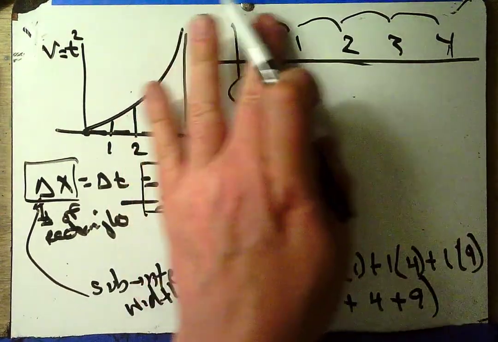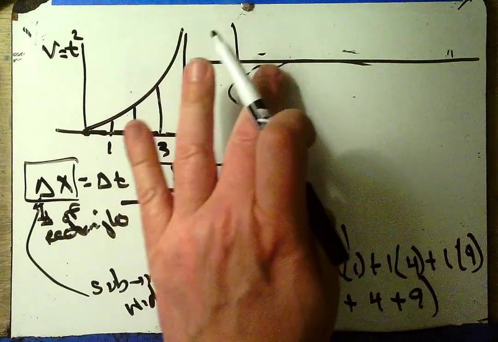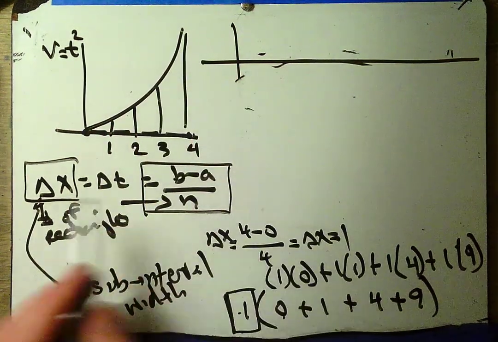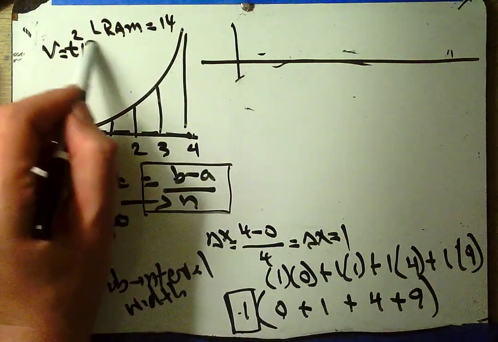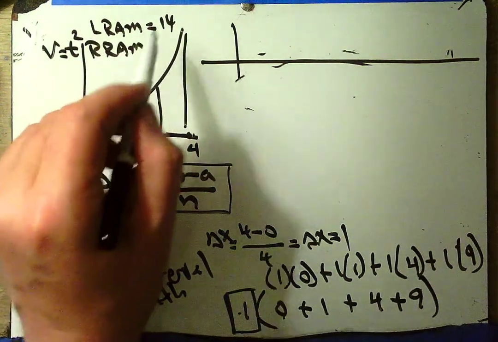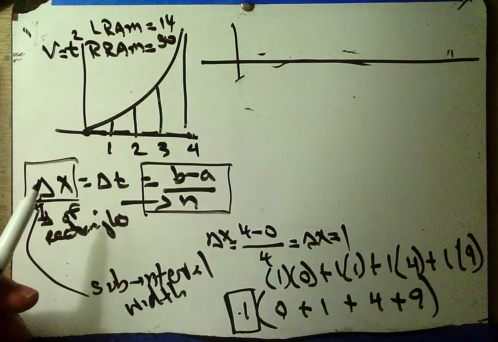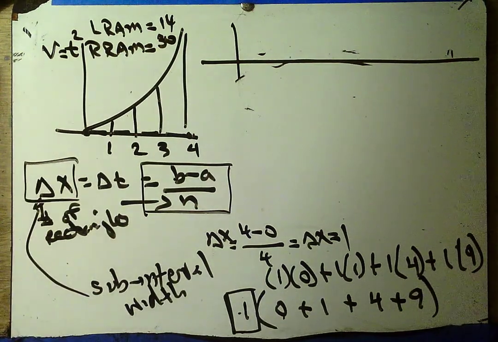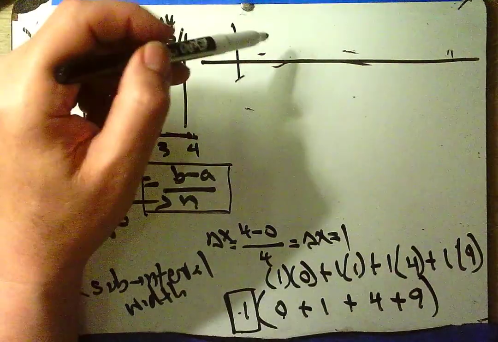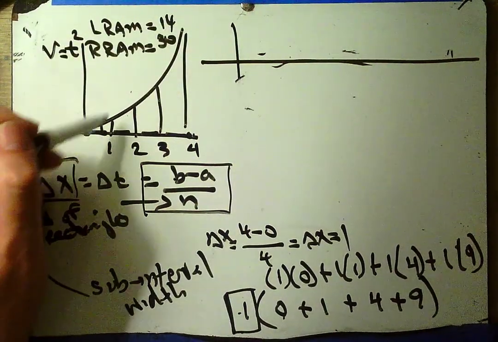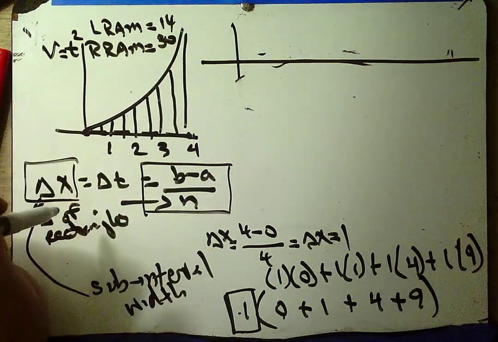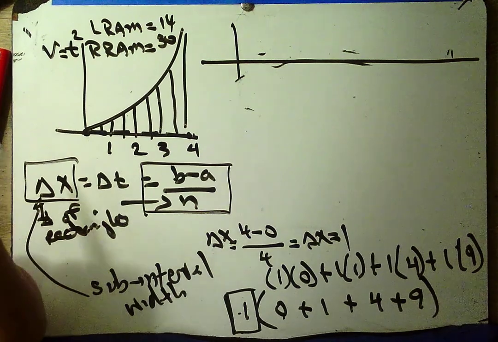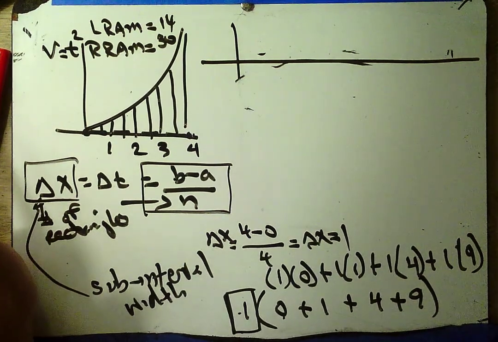Well, I want to think about this situation. Remember, LRAM had given us 14, and RRAM had given us 30. My question was, how do I get these values closer to each other? What can I do? Well, here's what I think I can do: how about instead of 4 rectangles, we have 8 rectangles? What if we have 8 rectangles here?